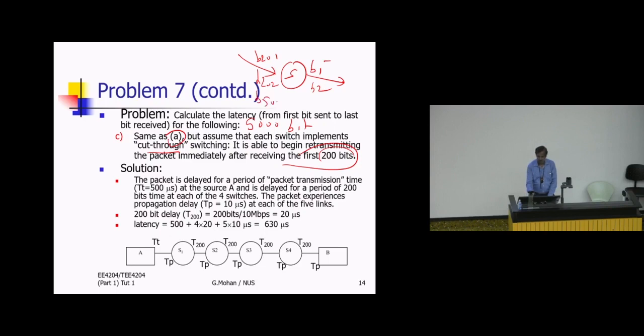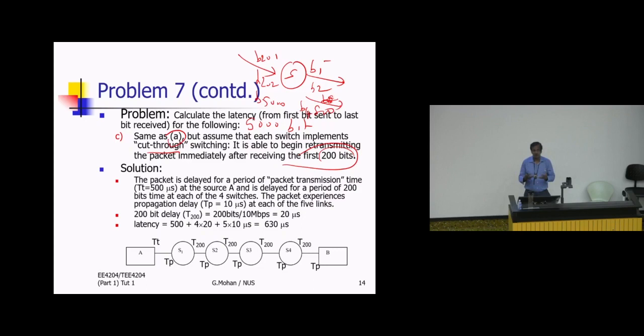When bit 5000, that is the last bit, is received, this would transmit bit 4800, correct? When bit 201 is received, bit 1 is sent. Bit 202 is received, bit 2 is sent. When bit 5000 is received, bit 4800 is sent. They are all simultaneous, concurrent. So after we receive the last bit, bit number 5000, the switch has to transmit how many more bits? It has to transmit only 200 more bits.